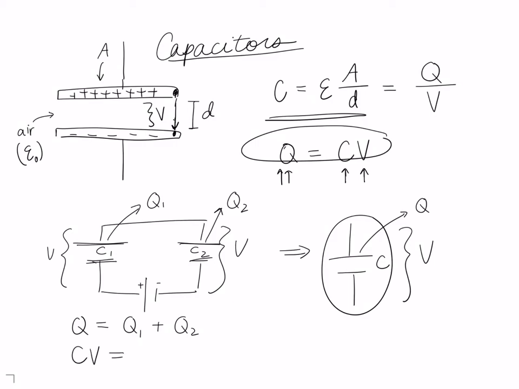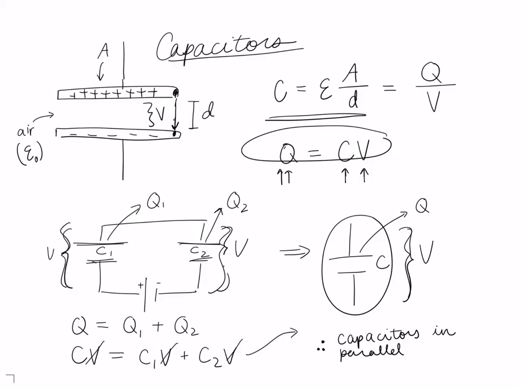And since we have this relationship, then we can simply plug in to find that C times V is going to equal C1 times V1, which is just V, plus C2 times V2, which is also just V. And since we have a V common to all terms on both sides, we find that for capacitors in parallel, which is to say that their voltage here will be the same, C is equal to C1 plus C2.